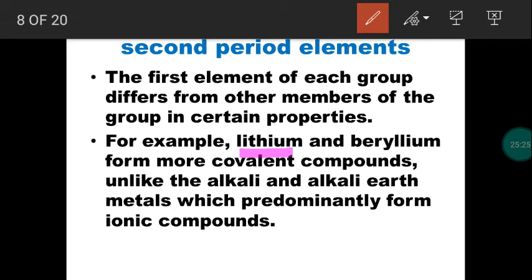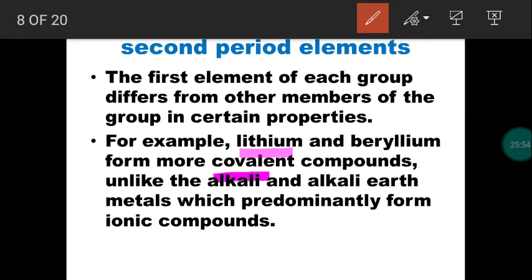Electropositive means they will have the tendency of losing the electron. So sodium, potassium, rubidium, cesium, francium will have the tendency of losing one electron. It becomes a cation. Then it combines with anions like halogens or chalcogens to form ionic compounds. But what is the difference in property of lithium? Even though it is in group number 1, it forms covalent compounds.